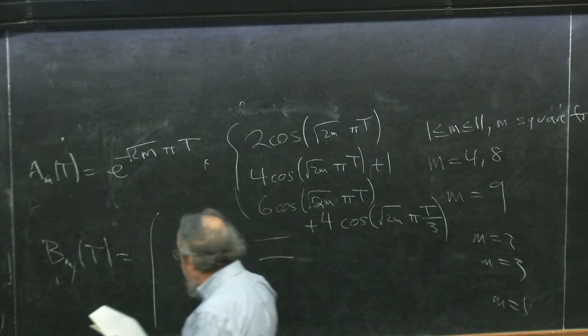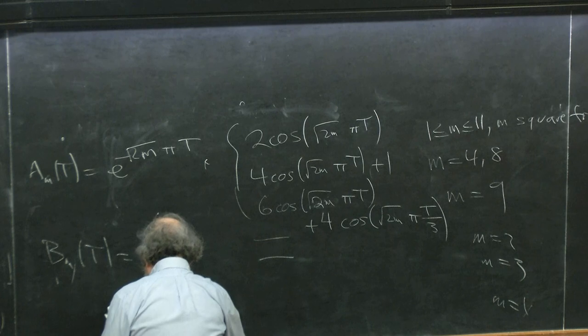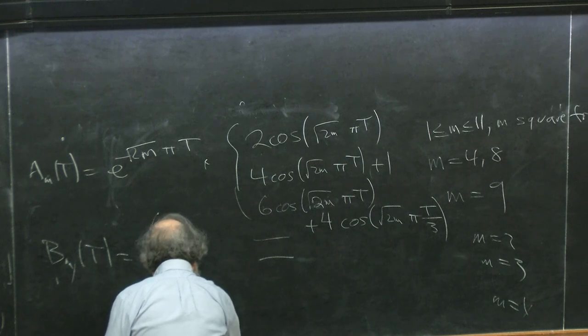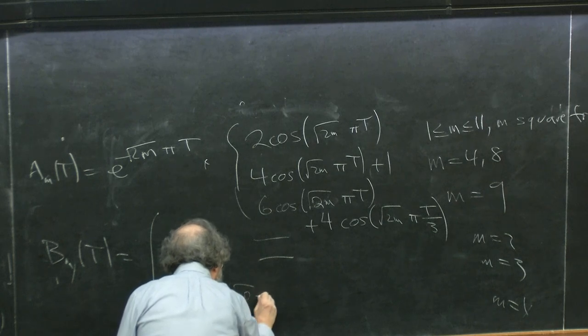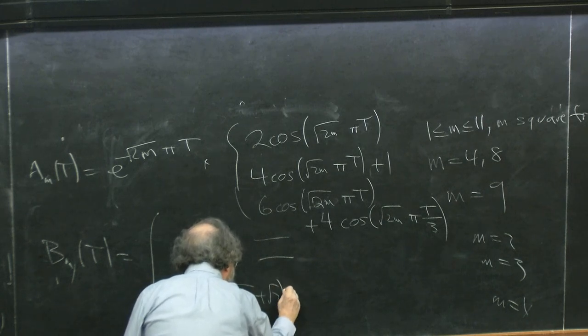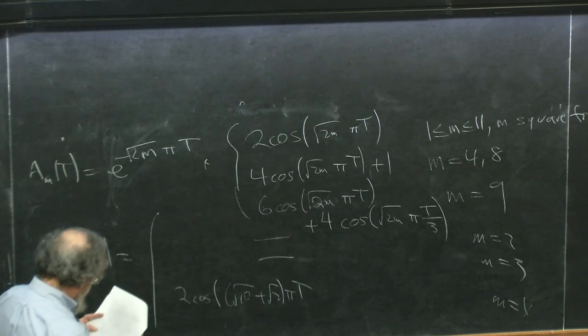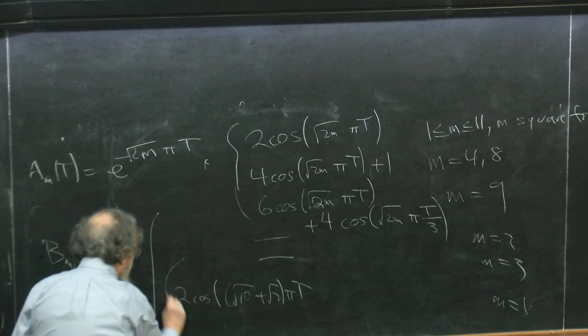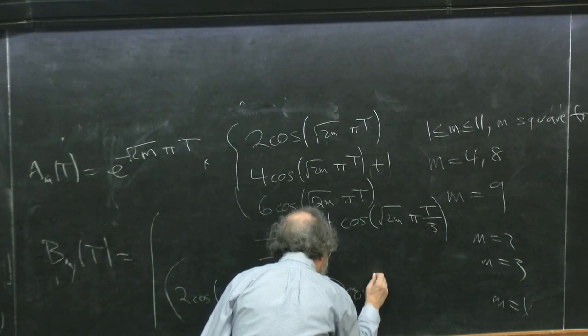I'll just give the last one. This M has no meaning. I've just numbered them in order. But the fourth one will be 2 cosine, but now it's not just the square root of an integer times pi t, or even like it was before, the square root of 2 plus 1. It's the sum of 2 square roots, square root of 10 plus the square root of 2. And then there's another term, which is what you'd now expect, but it's exactly the same.